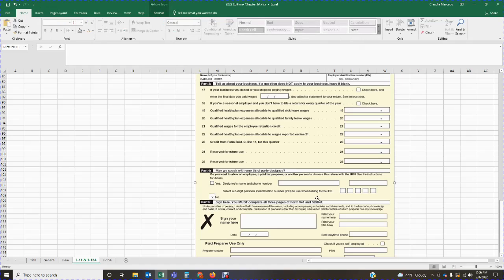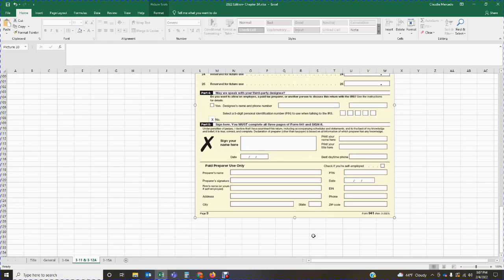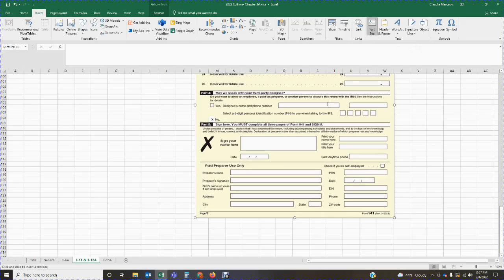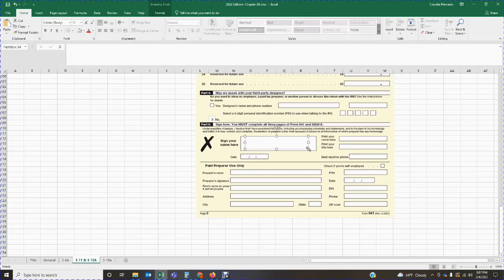Okay, there we go. So, part number 4, may we speak with a third party designee? Either yes or no. In this particular problem, they said no. So we're going to go ahead and mark no. And then the last and final part is your signature. Who is completing the form? And then here we're going to have the signature. And we have Carlos Cruz.